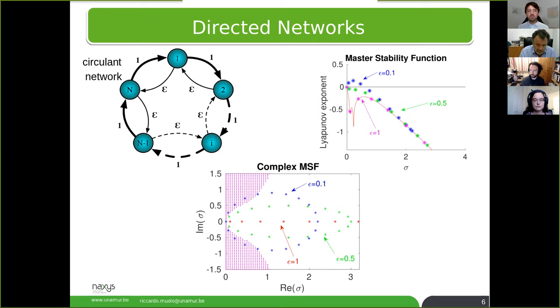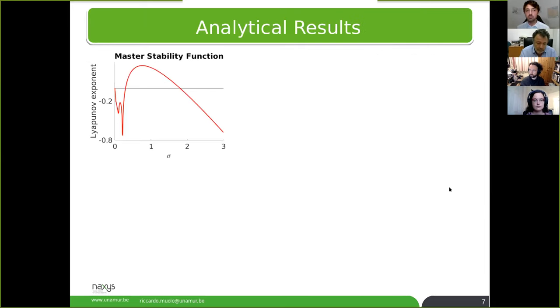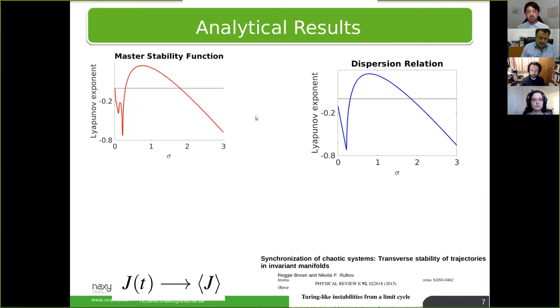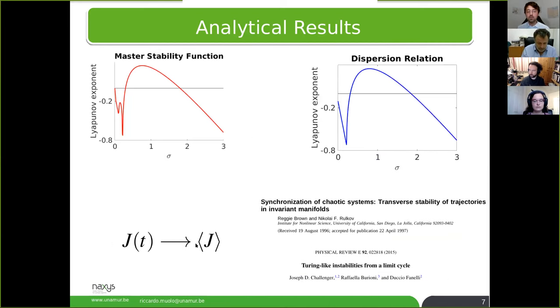Now, as I said before, the master stability function is a numerical tool. So in our case, with the limit cycle, we can perform the linear stability analysis only numerically. Here we show an example of a master stability function computed numerically. However, we can average the Jacobian matrix over the period. So from a non-autonomous system whose stable state is a limit cycle, we obtain an autonomous system whose stable state is a fixed point.